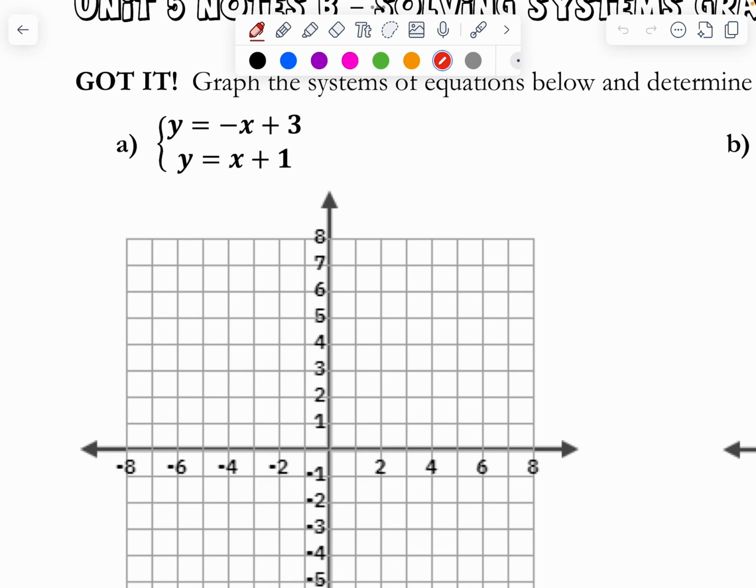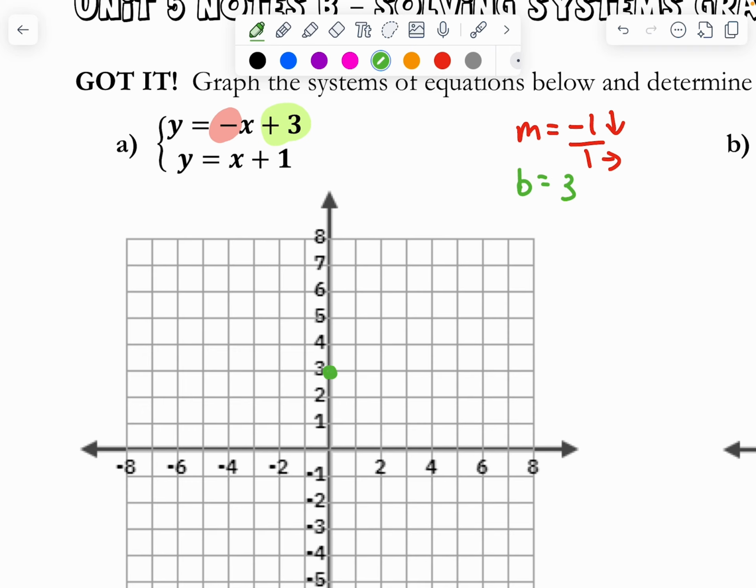Here we're going to say that the m is -1. But not just -1, it's -1 over 1. Remember, that means we're going to take one step down because it's negative, and we always go to the right. But that doesn't help us if we don't know our starting point. Our starting point is going to be +3, so my b is 3. So here we go. I've established my slope and my y-intercept. Let's go ahead and get this done.